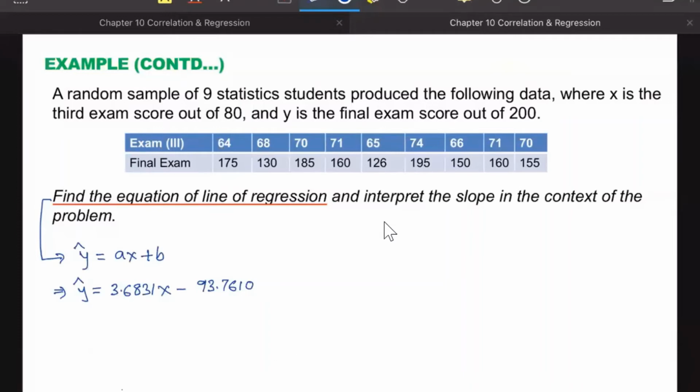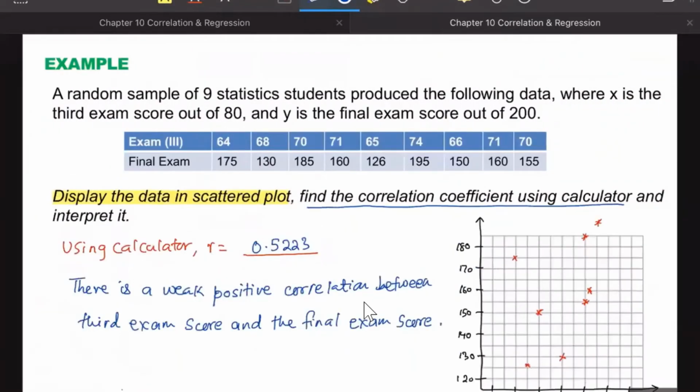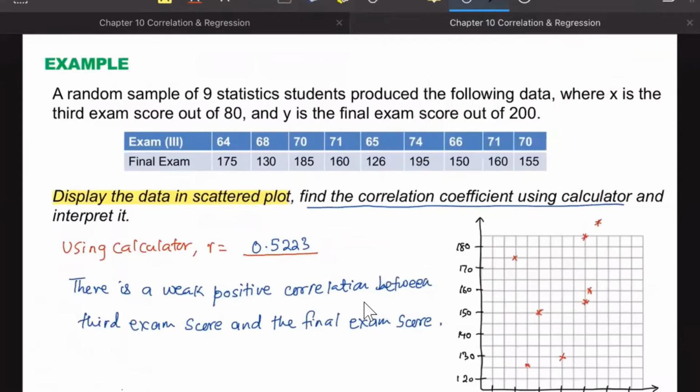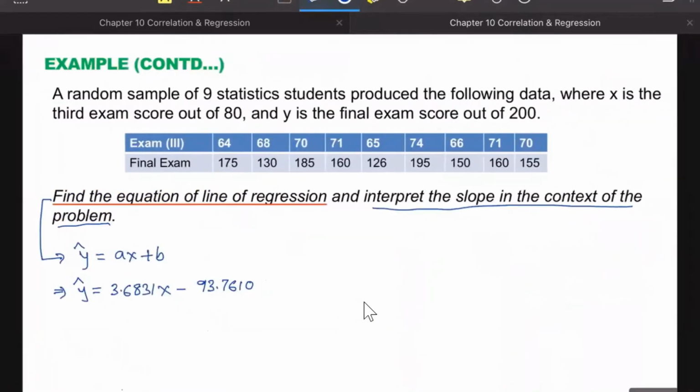Now what we are asked to do is to interpret the slope in the context of the problem. So we need to interpret the meaning of the slope in the context of this problem here. What does that slope mean? If I go back to the previous slide and try to draw the line of regression there, maybe our line will be something like this. Maybe that is the line of regression, and we got the equation here. We are just talking about slope here, in the part where we are asked to interpret the slope in the context of the problem.